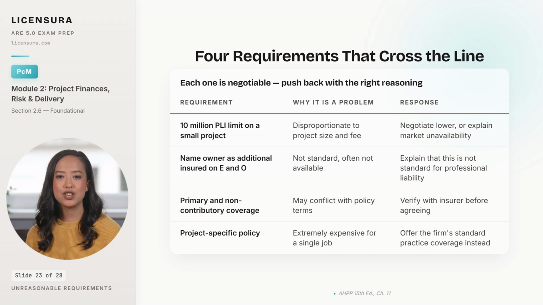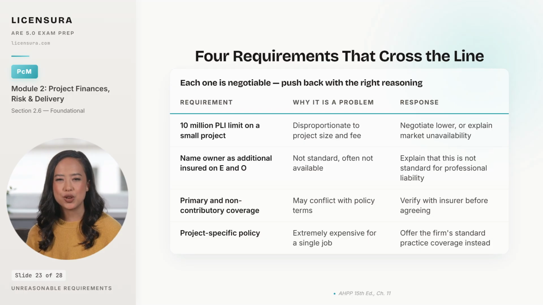Naming the owner as additional insured on the errors and omissions policy is the classic owner ask that most carriers will not allow because professional liability is designed to protect the policyholder, not the third parties who are the typical claimants. Explain that this is not standard for E&O and offer general liability additional insured status instead, which is standard.